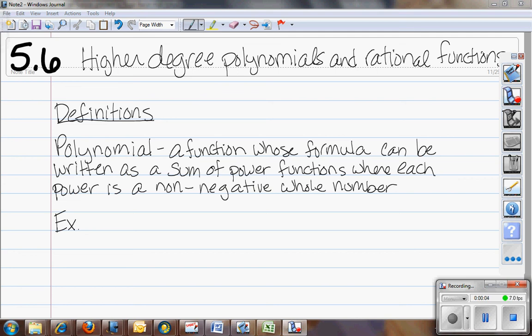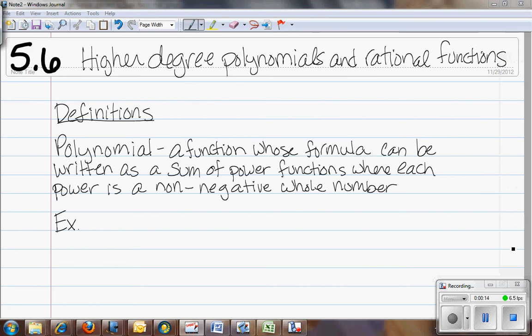Hi, this is Professor Pope with Xavier University, and today we're going to be talking about 5-6 higher degree polynomials and rational functions, and this is indeed our last section for this course. So we've made it. We're almost done. We have a lot of definitions and writing, so get your pens ready.